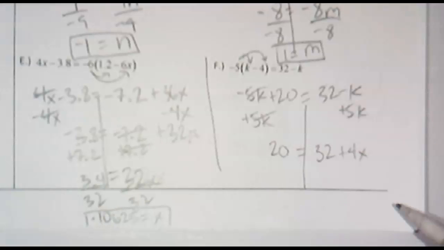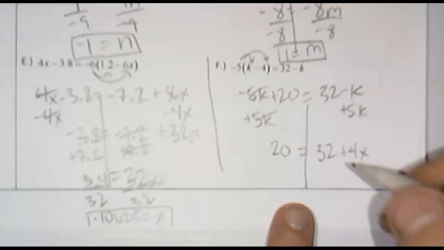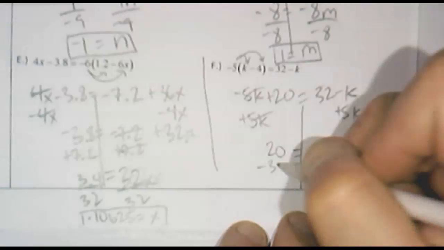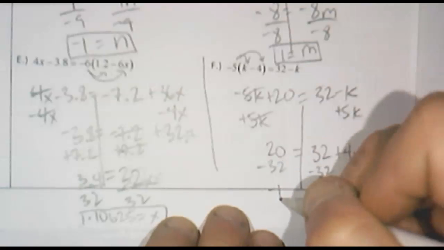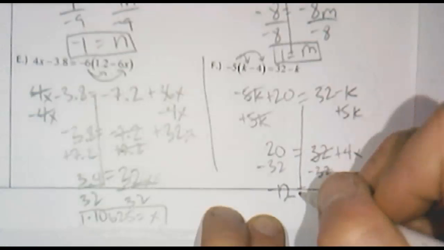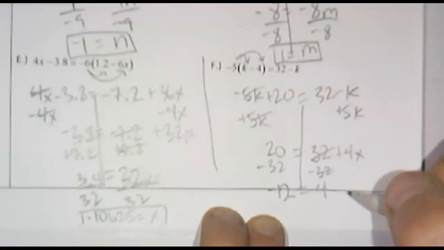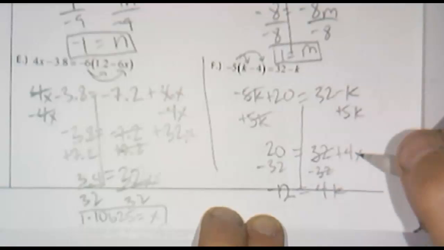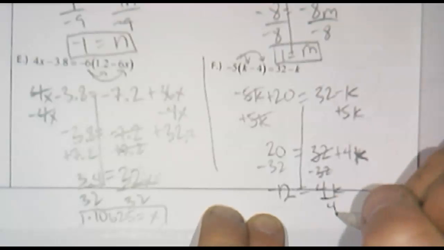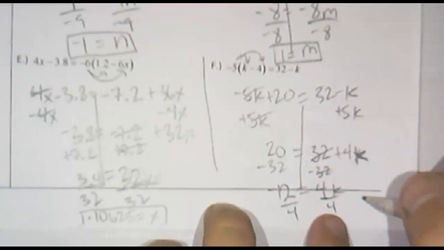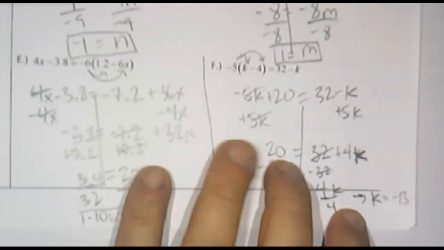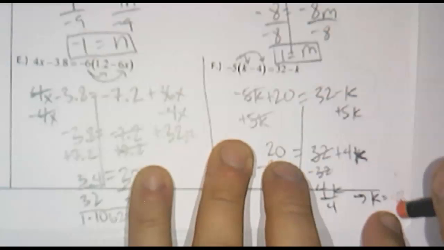Next step is the A of the steps, DCMAM. A is add or subtract, so minus 32 is my next step. 20 minus 32 is negative 12. And this 32 is gone. Bring down the 4k. I don't know why I called it an x here, but it's supposed to be a k. Last step, divide by 4. And negative 12 divided by 4 is negative 3. So k, dang it, k equals negative 3.